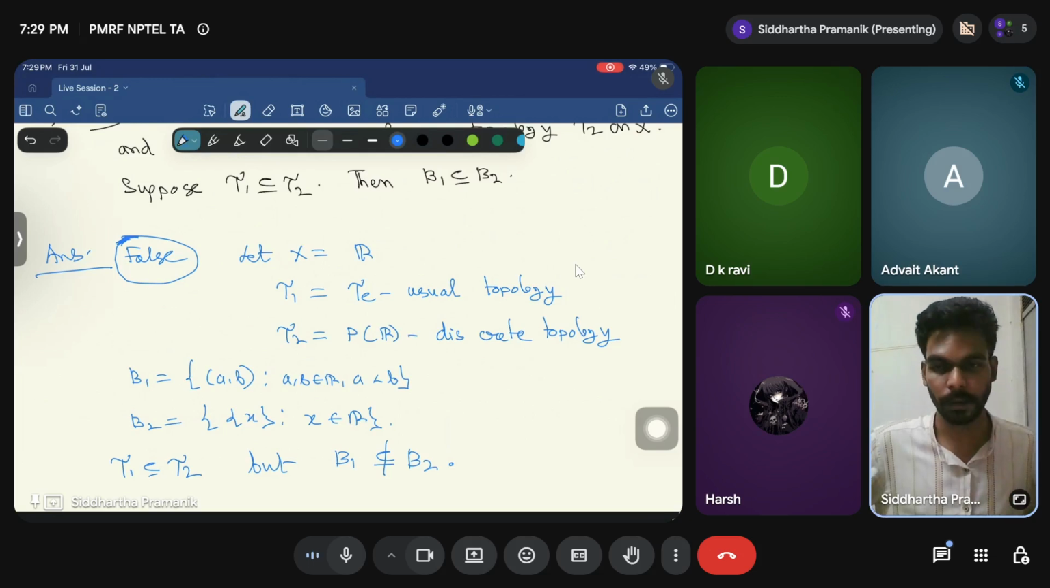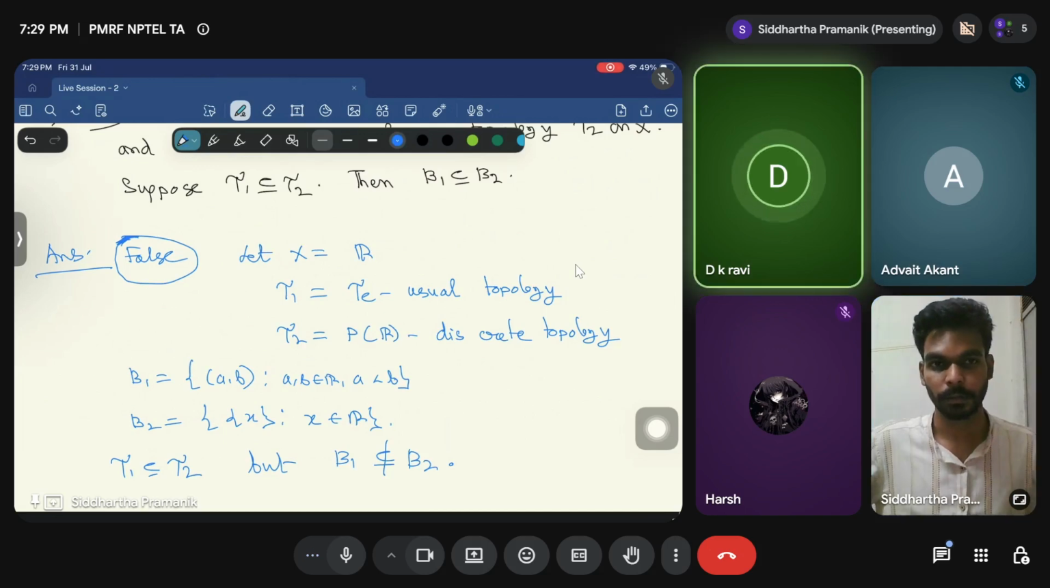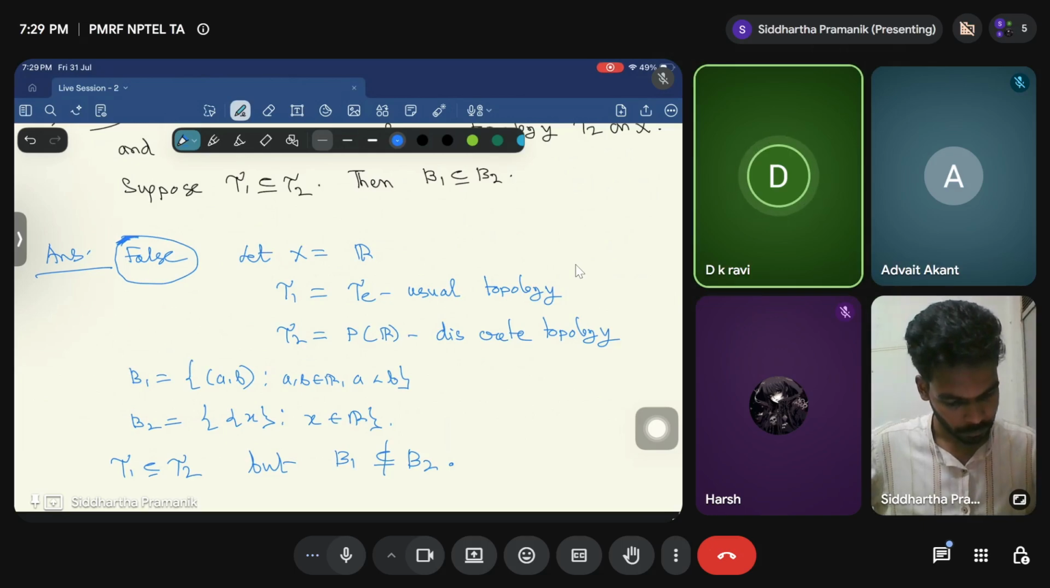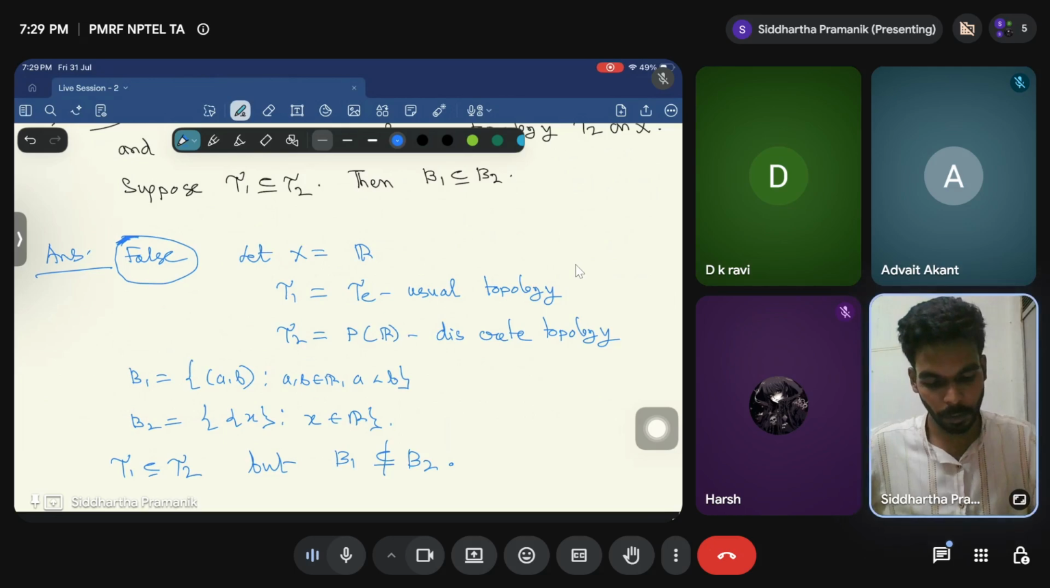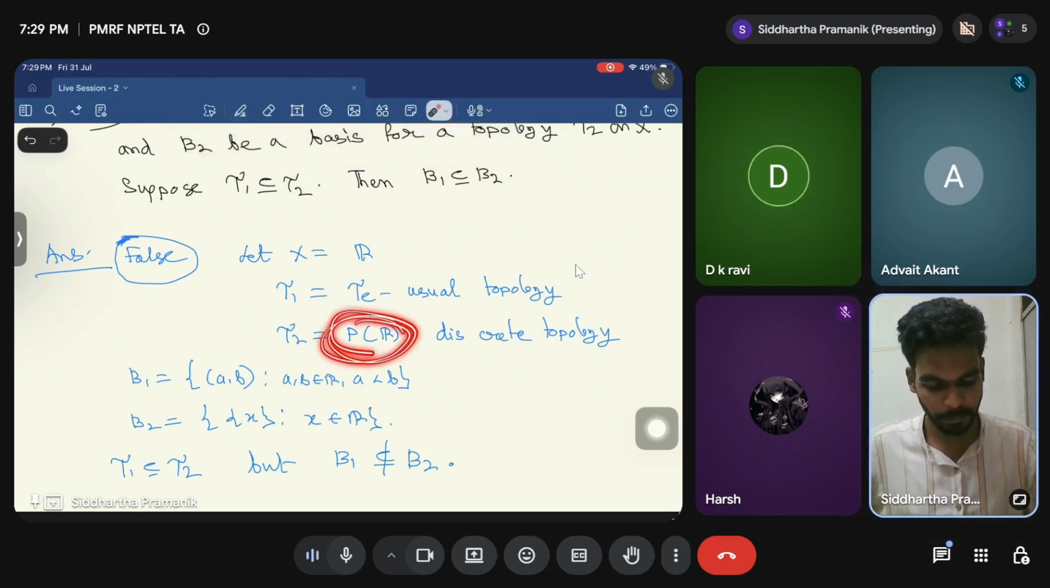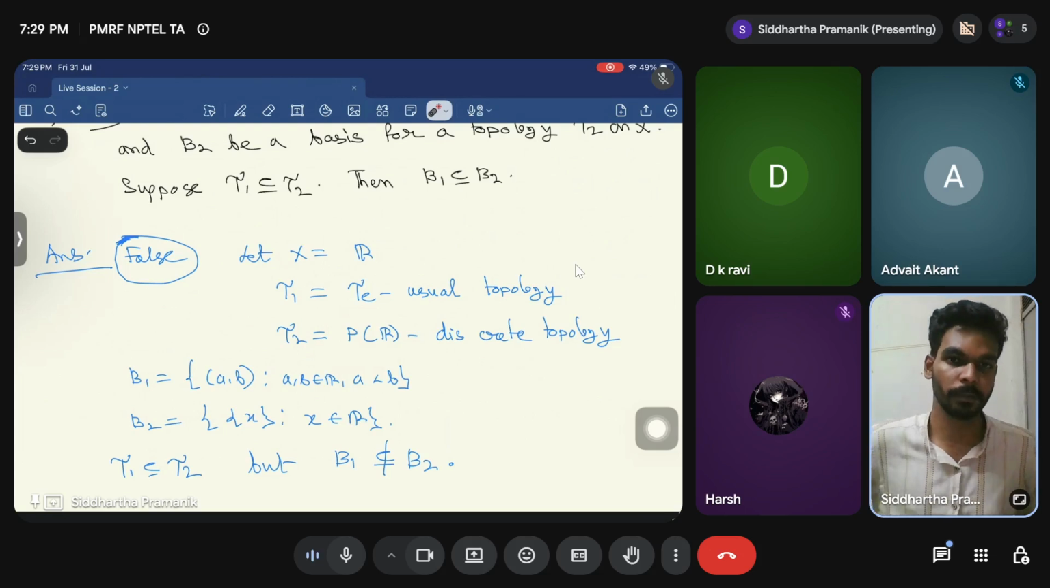Did you get this example? Yes, sir, I got it. Sir, why only for the discrete topology? Why are we always getting singletons? How will the open sets look for a discrete topology? In the discrete topology, every subset is open because it is the whole power set, right? Yes, sir.